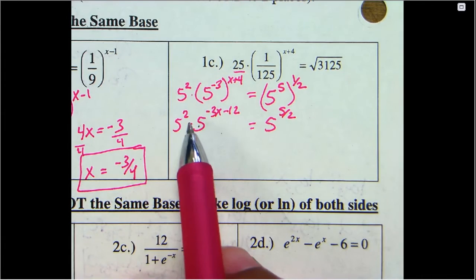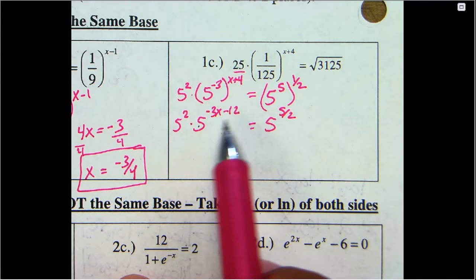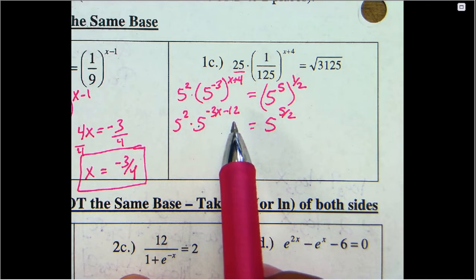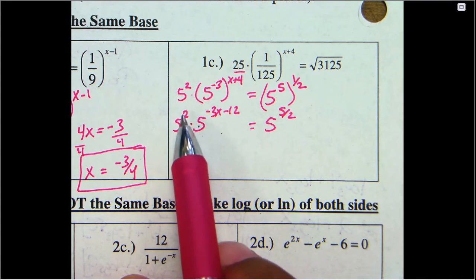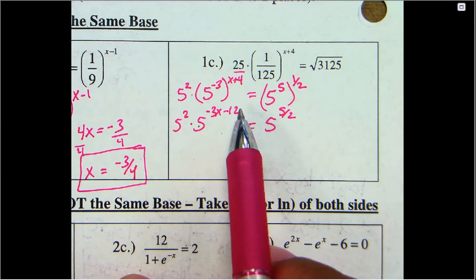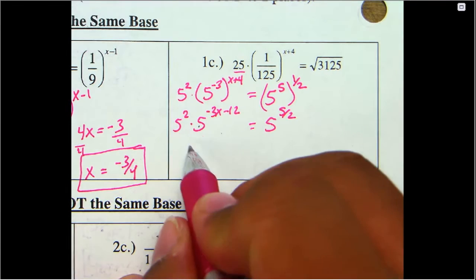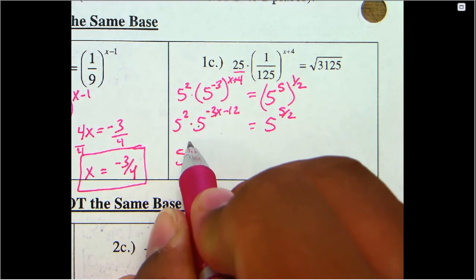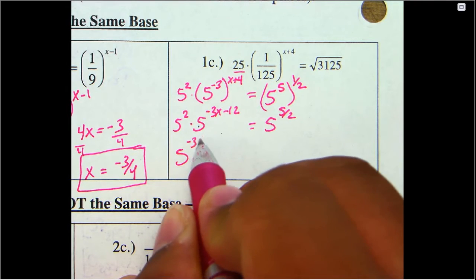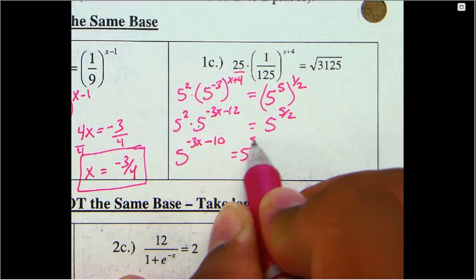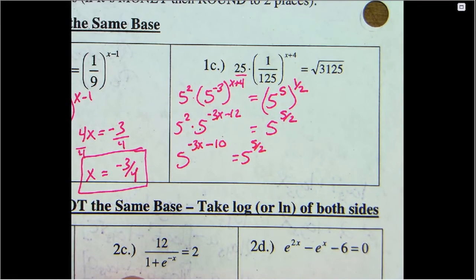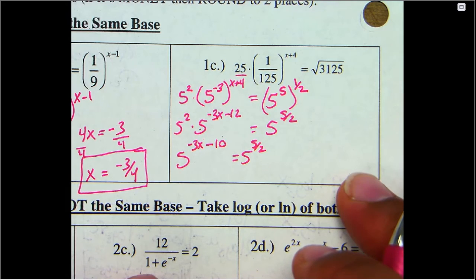Now I have this 2 and this negative 3x minus 12. What can I do with those? When they have like bases and they're multiplied, what do I do with their exponents? You add them. So we'll combine those like terms. So it's 5 to the negative 3x minus 10 equals 5 to the 5 halves. We just added that 2.